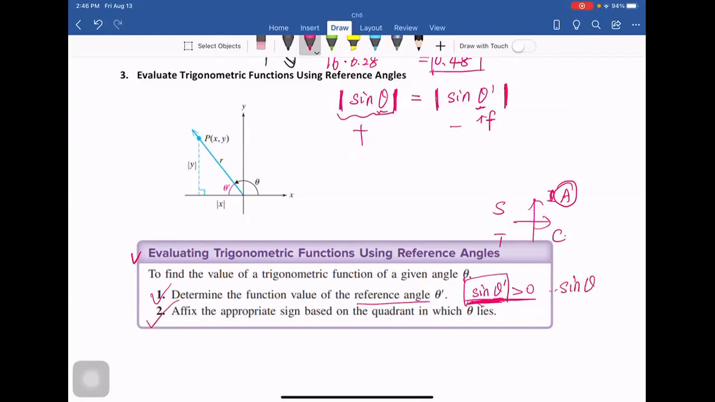Next one, fix the appropriate sign, positive or negative, based on the quadrant in which theta lies. That's the meaning of A, S, T, C. All students take calculus. So if it's here, all the sine values are positive. If it's here, all the tangent values are positive. If it's here, all the cosine values are positive.